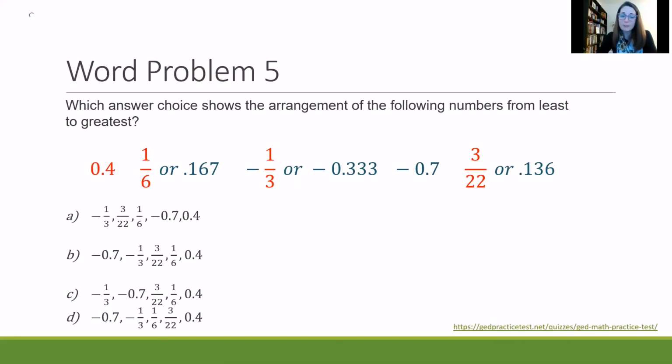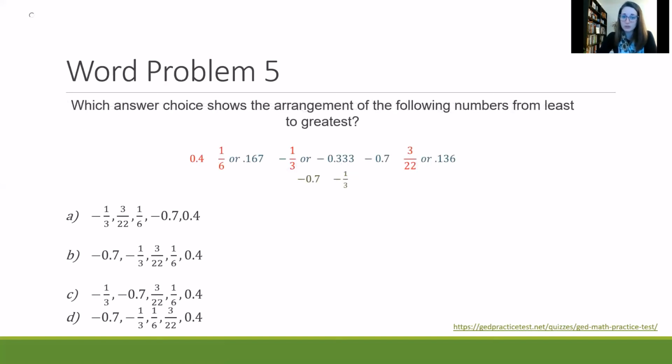Now, right away, I'm going to notice that there are 2 very low numbers. We have a -1/3 and a -0.7. And when I see negatives, I know those are automatically going to be much lower than my positive numbers. So I'm going to start with those 2 because I know they will be the least. So right away, I can tell that one of these is not going to be a great option. Look at letter A. I see my -1/3, but then my -0.7 is way toward the end of that list. So that's not going to be a great option.